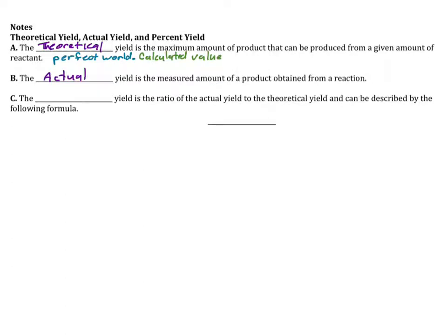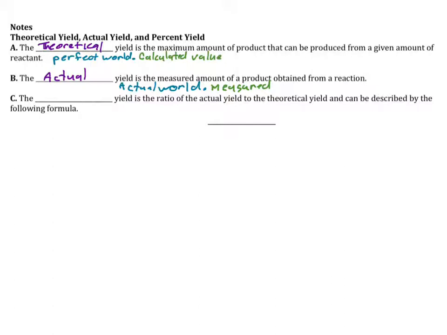The actual yield is the measured amount of product obtained from a chemical reaction. And so whenever you're doing an experiment and you perform that chemical reaction, what you actually get is the actual world, and I call this the actual world. So there's the perfect world and there's the actual world. Usually this is a measured value, like a measured value from an experiment or something like that.